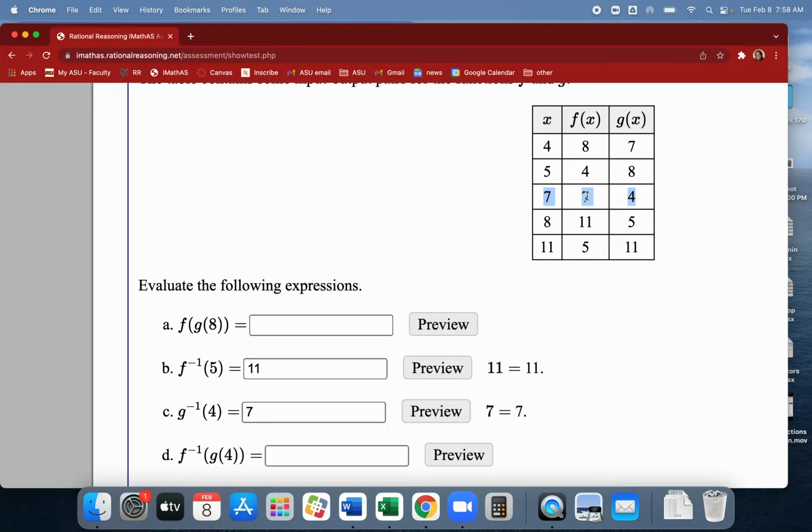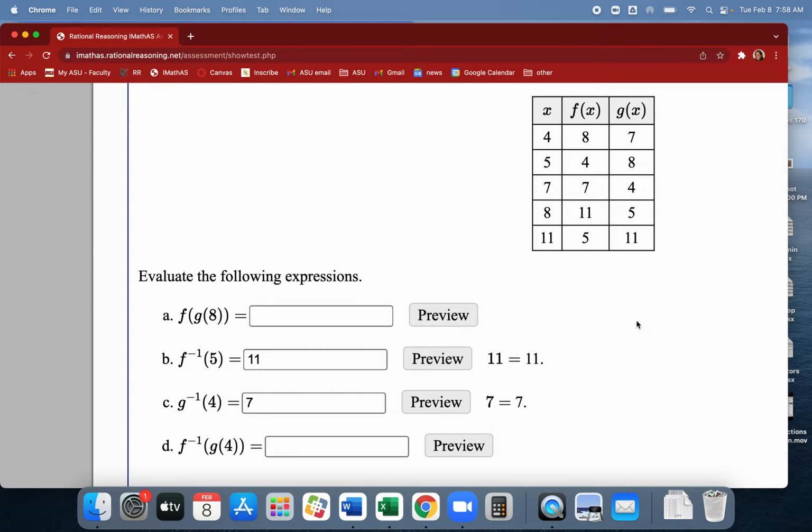So what then about D? Again, we've got a 4 in there. F inverse of G of 4. Any thoughts on this one? 1/7? It's not a reciprocal. It's got to be a number from this table here. But what about, start from the inside and work your way out. What's G of 4? 7. All right, so G of 4 is 7.